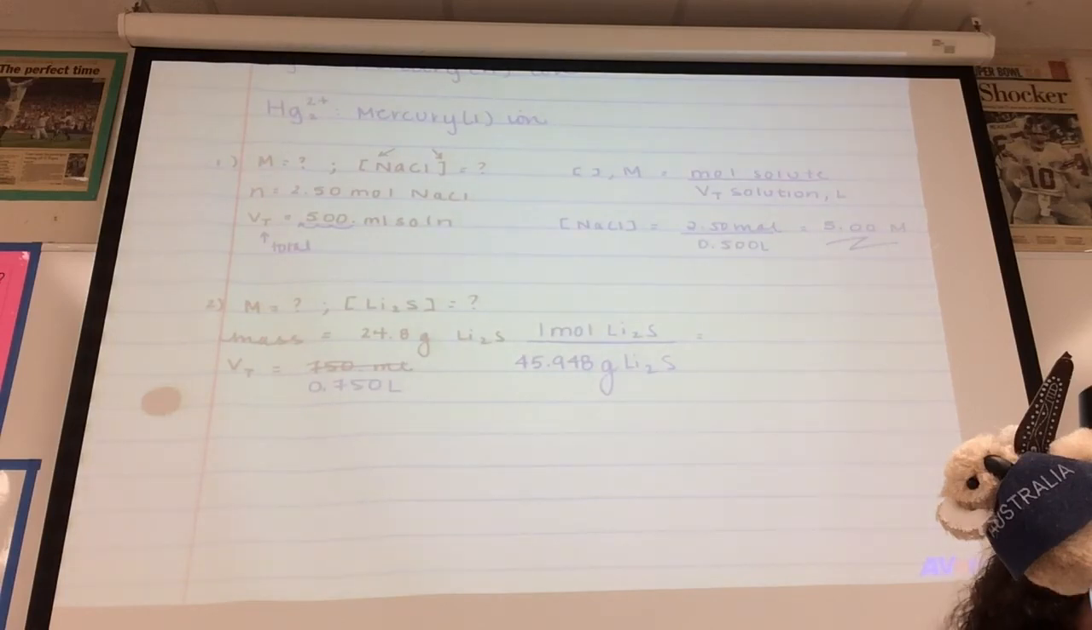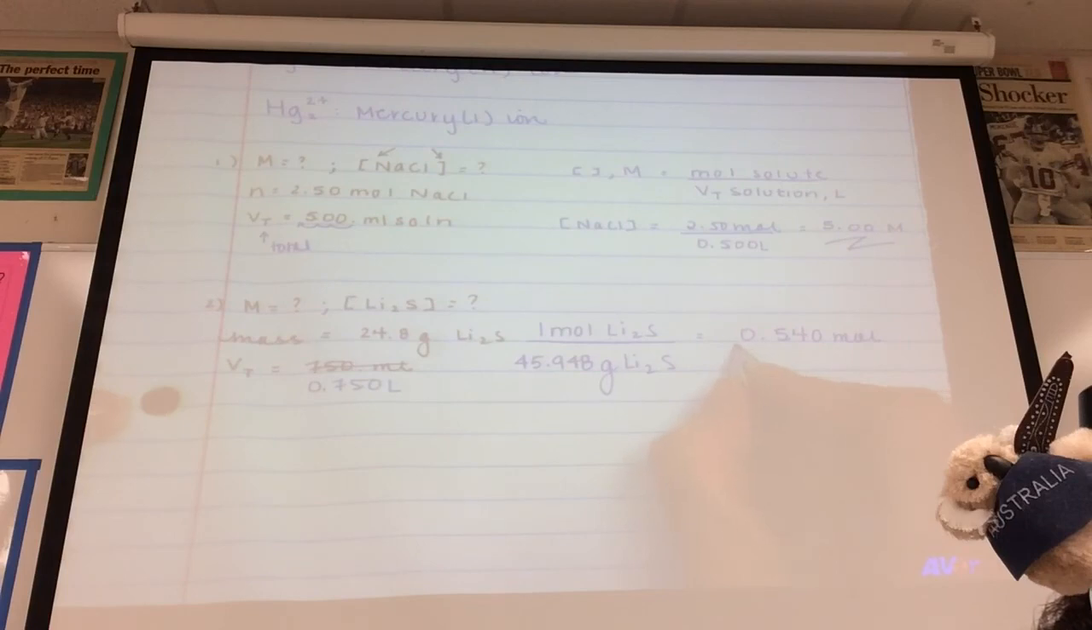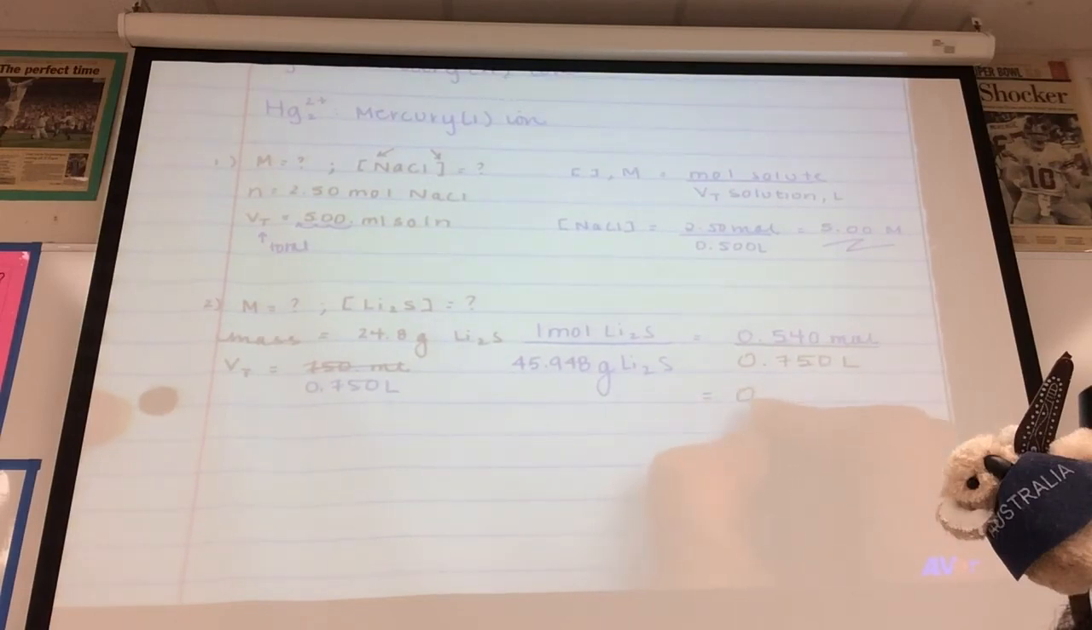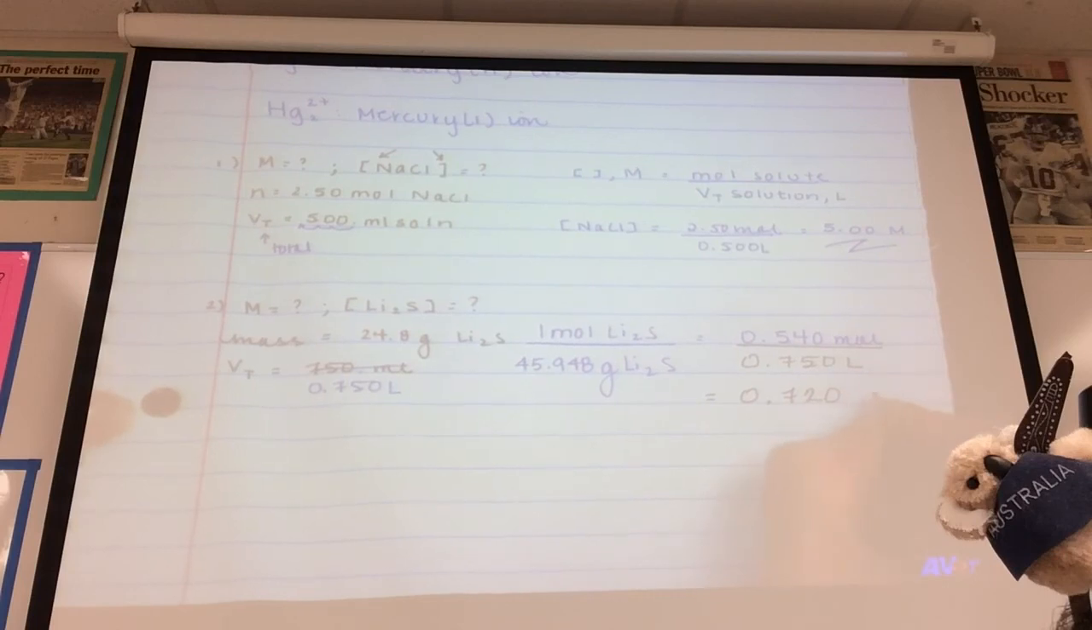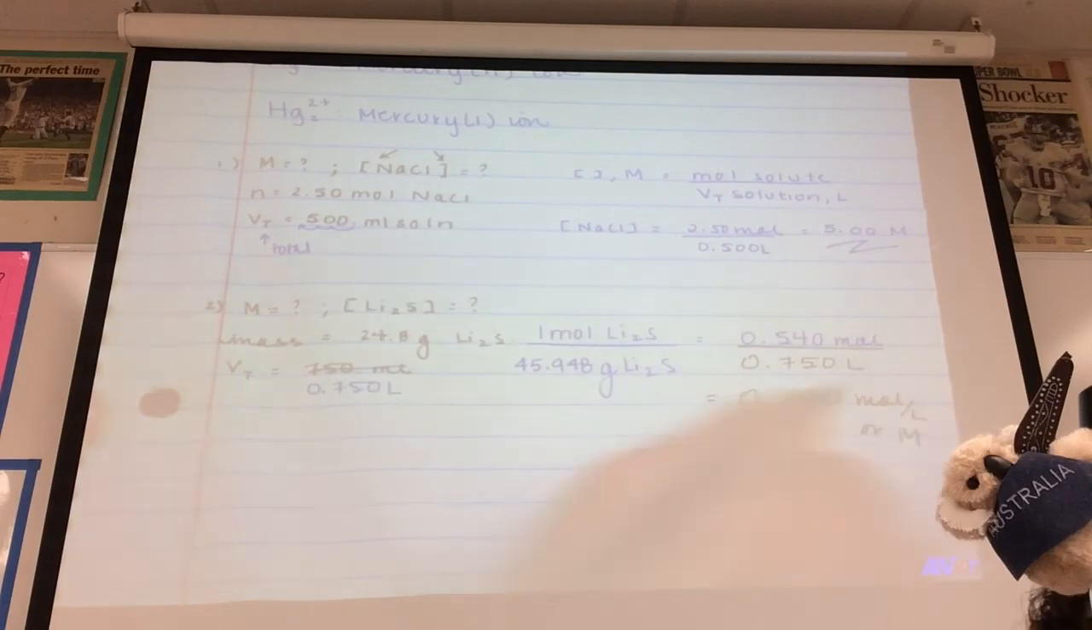And that's 24.8 divided by 45.948. And that's 0.540 moles of lithium sulfide. How do I get the molarity? I'm going to divide this by the volume in liters, and that's 0.720. You can write moles per liter, or you can write capital M as the unit to the right of the number to make a quantity.